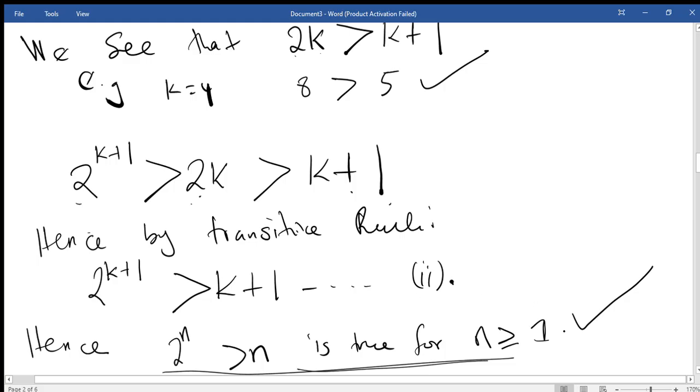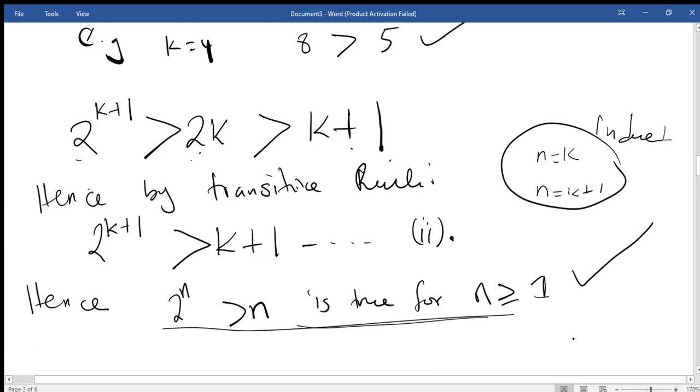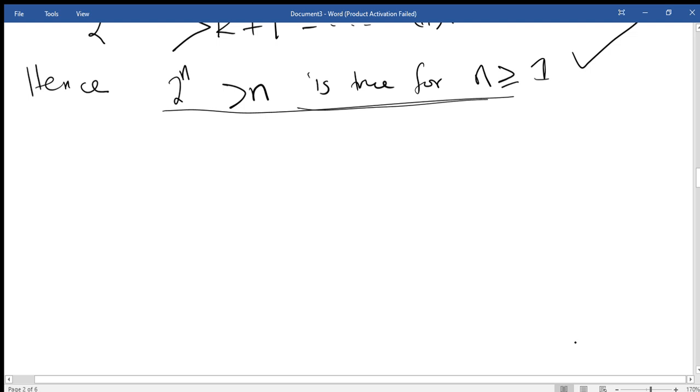So remember that there are always 2 steps to follow: the base step and the inductive step. In the inductive step, you show that when n equals k, then it is also true for n equals k plus 1. This is the inductive step, which you're supposed to show. Once this is shown, you can conclude that the formula or the theorem is true for all n values. Let's look at the second question.